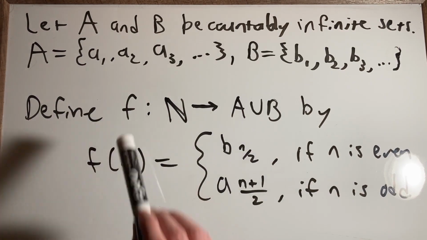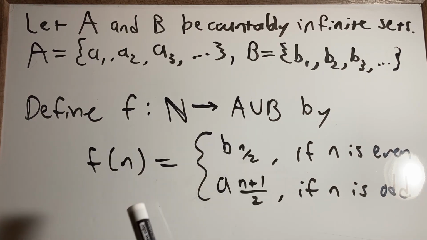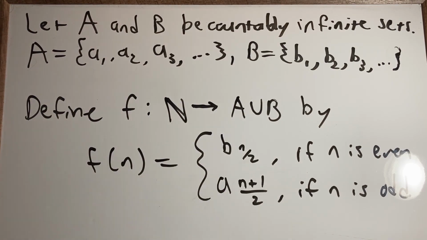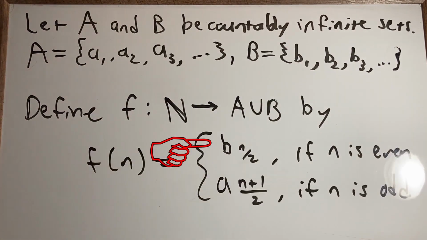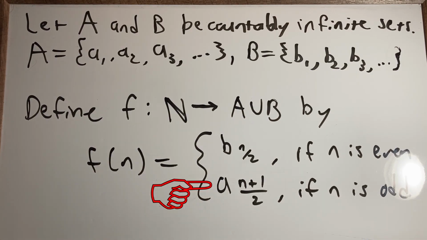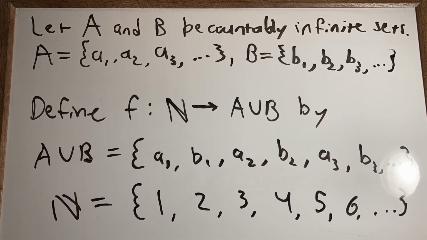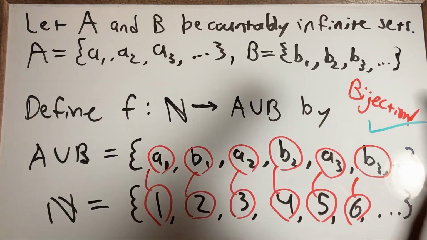So we define our function f from the natural numbers to A union B by f of n equals, so you take a natural number n as your input, and your output is going to be one of two choices. Choice number 1, if n is even, then you're going to map it to B sub n over 2. That's the element that gets paired with. Similarly, if n is odd, then it gets mapped to one of the elements of A, specifically A sub (n plus 1) over 2. So basically what our function f is doing is it takes the natural numbers, and if it's odd, it sends it to one of the items in A, and if it's even, it sends it to one of the items in B.